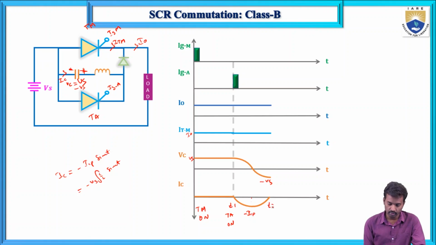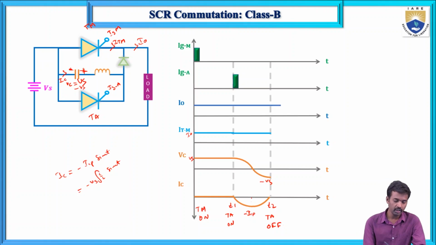So this is T2, and this is when TA is off. Now what will happen here? The current flows from the capacitor and inductor, this diode is in forward bias, and it goes in this direction.